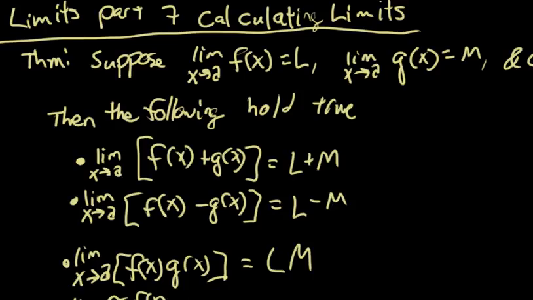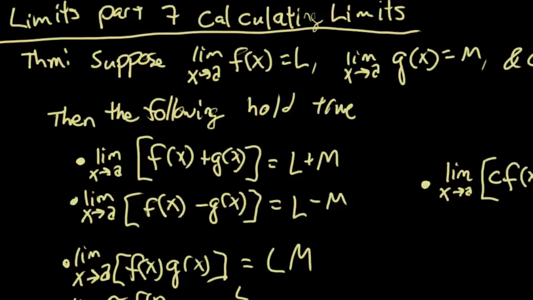We can say the limit as x approaches a of f of x over g of x equals L divided by M, assuming that g of x is not equal to 0 and M is not equal to 0. And the last thing we can say is a thing about constants. It's that the limit as x approaches a of c times f of x equals cL.